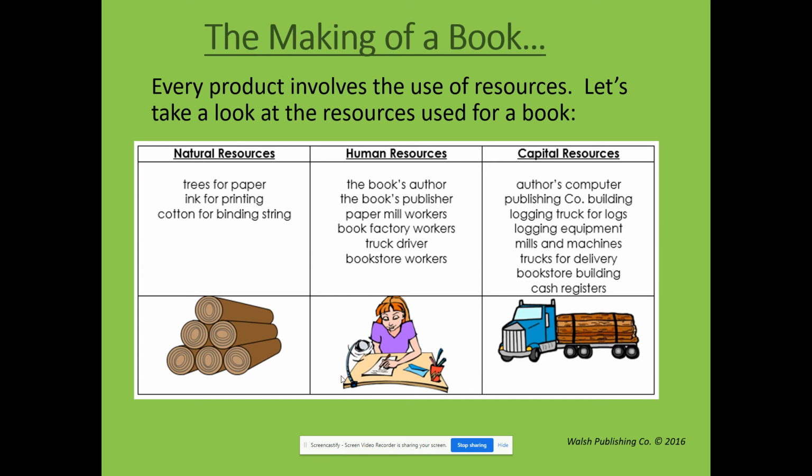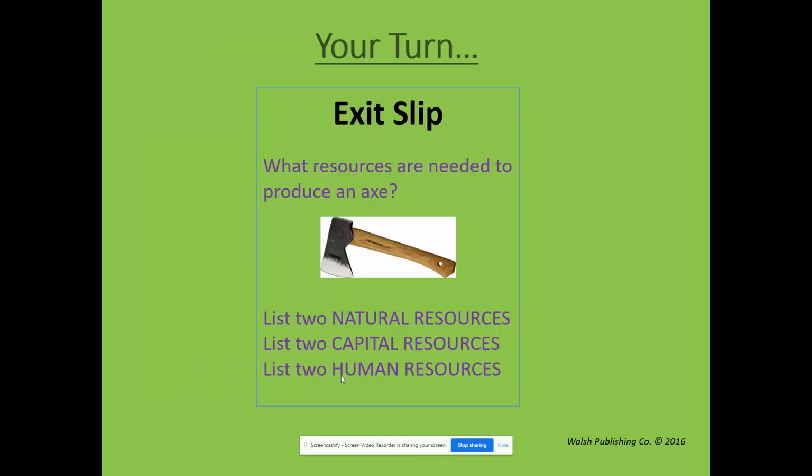The capital resources would be the computer of the author that wrote the book. That would be a capital resource, or the building where the book was published, or the truck that the logs were brought to the factory in, the mills and the machines that make the actual paper, an actual book, the trucks that the driver drives to get the books to the store. The actual bookstore, the building, would be a capital resource, and so would the cash registers. When the cashier is checking you out for you to purchase your book, that would be a capital resource. So those are 3 resources: natural, human, and capital, all to make a book.